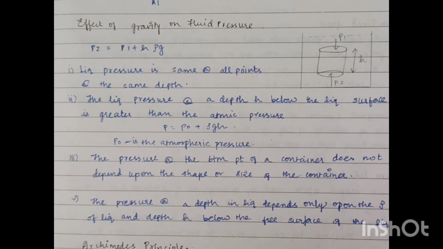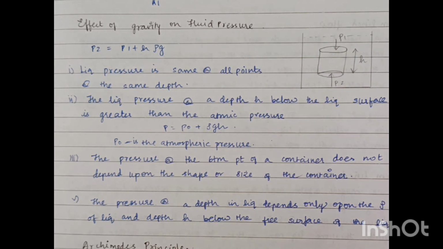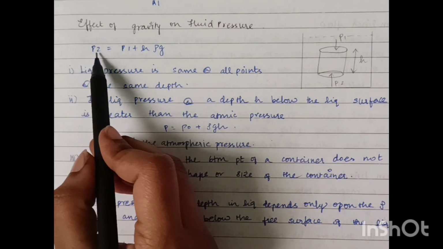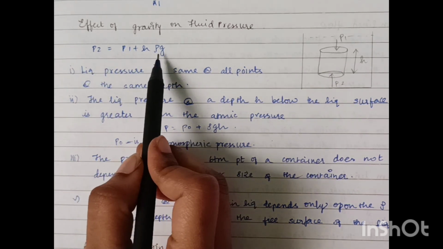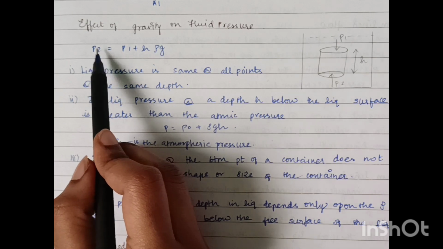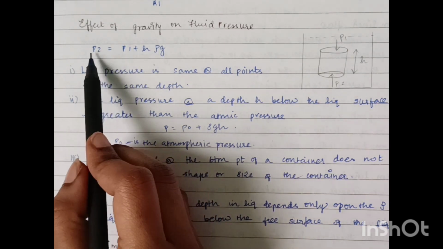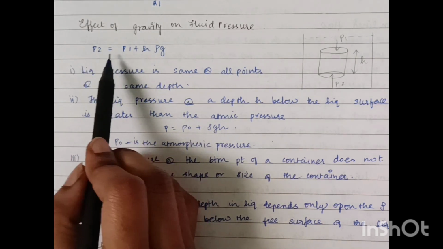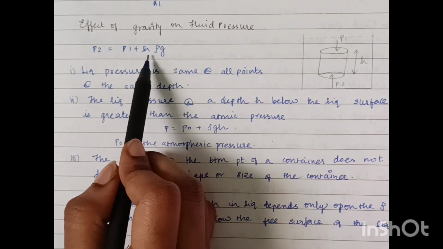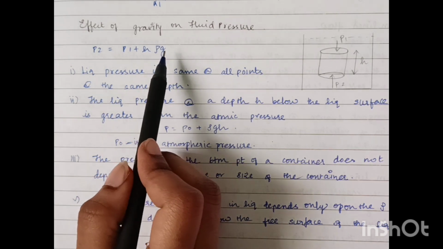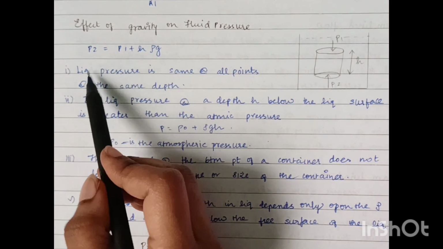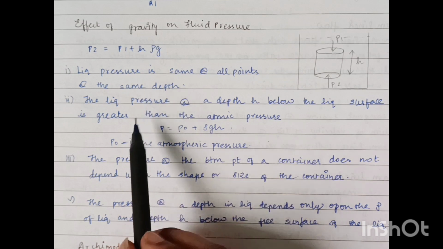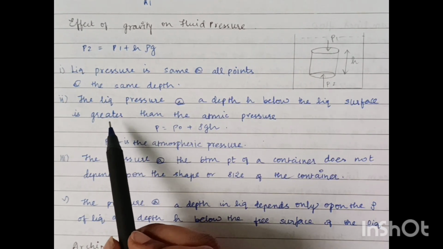Effect of gravity on fluid pressure. Pascal's law in its original form does not take into account gravity, but this expression P2 equals P1 plus h rho g, that is what we have written: P2 minus P1 equals h rho g. From that I have written P2 equals P1 plus h rho g, which indicates the pressure varies with the depth or height, and this is the modification of Pascal's law. Now you can see the following points regarding this.